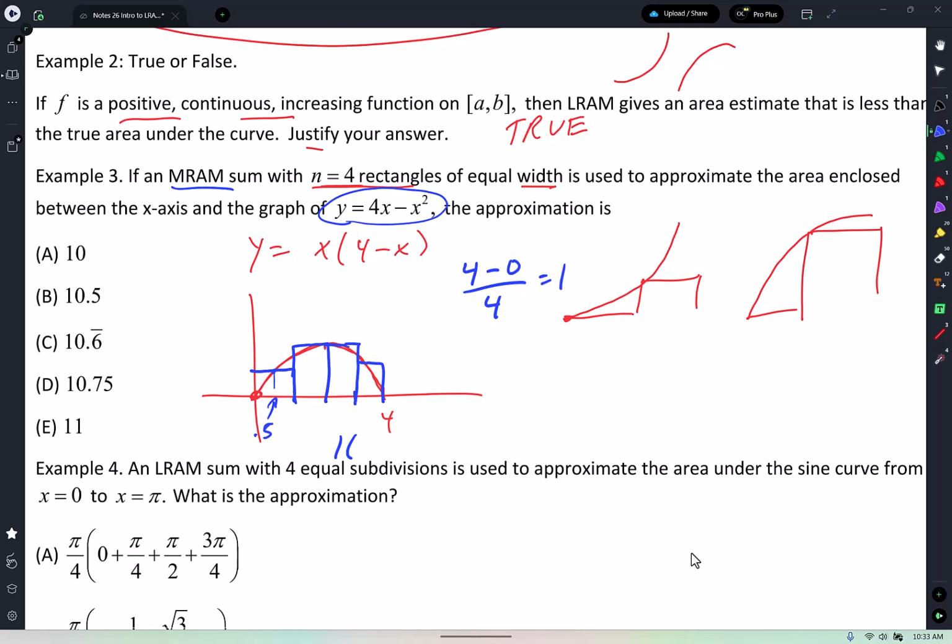So you know what? Let's just use our calculator. y1(0.5) plus y1(1.5) plus y1(2.5). These should be the same. Plus y1(3.5). All right. Do you guys know what I'm doing? No? Okay.